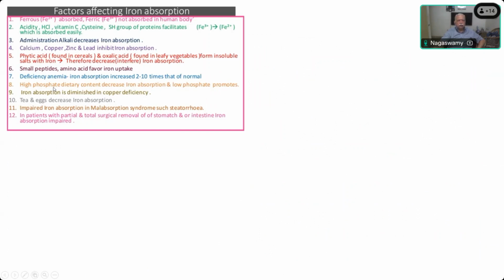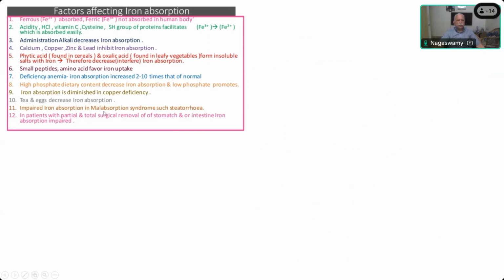So when a patient becomes anemic, nature makes it so that you absorb more iron. That is why we prefer oral iron therapy all the time, because the absorption will be quite good. High phosphate dietary content decreases iron absorption, and in copper deficiency iron utilization is also diminished, and so you can add a little bit of copper and not excessive copper. Tea and eggs decrease absorption.